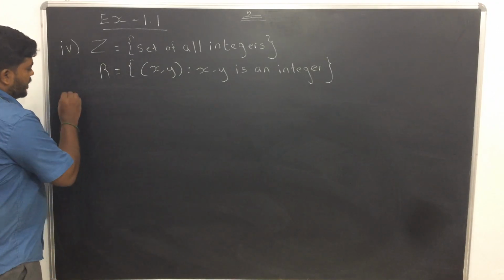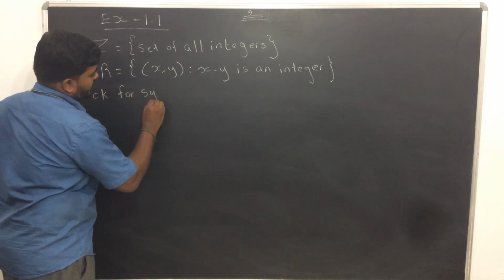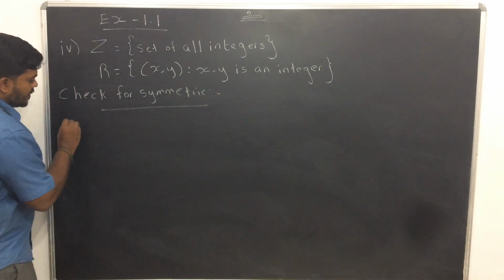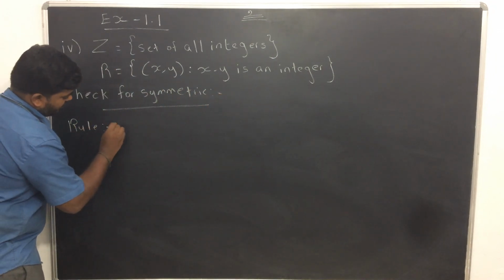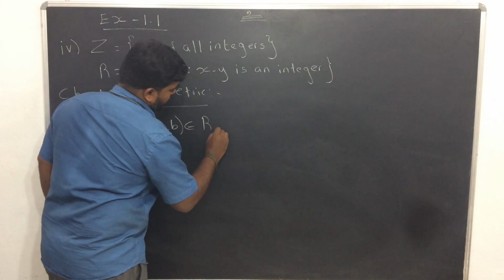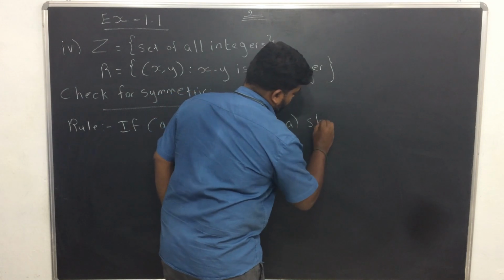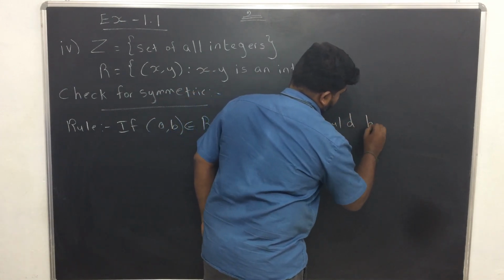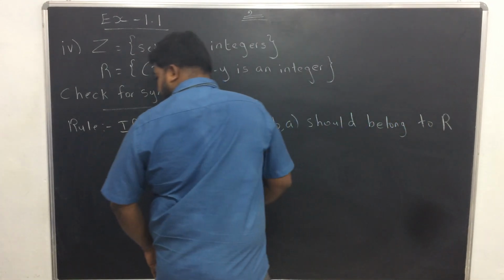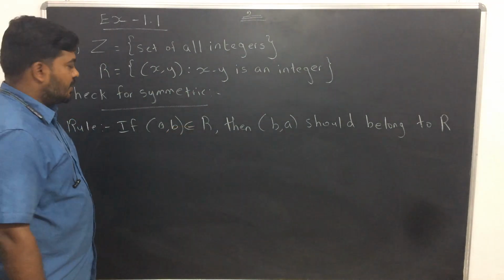Now let's check for symmetry. What is the rule for symmetry? The rule is if (a, b) belongs to R, then (b, a) should belong to R. So this is the rule for any relation to be symmetric. Right? That is the rule. Okay.